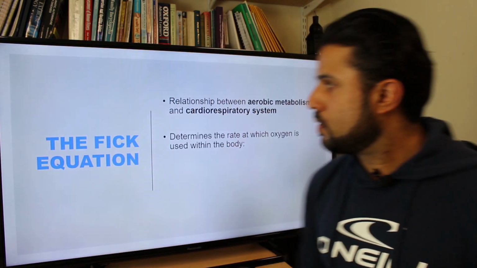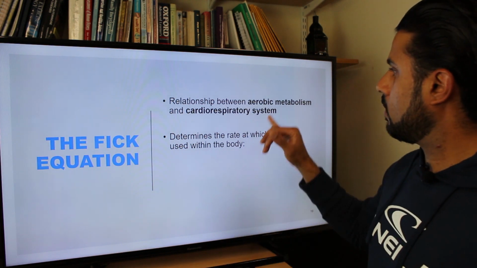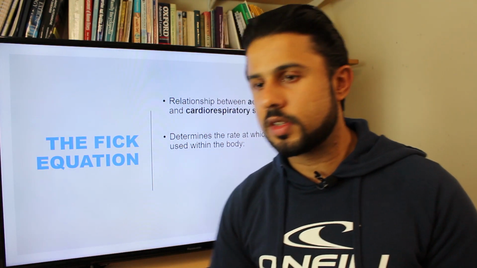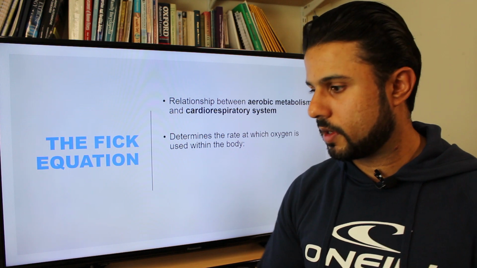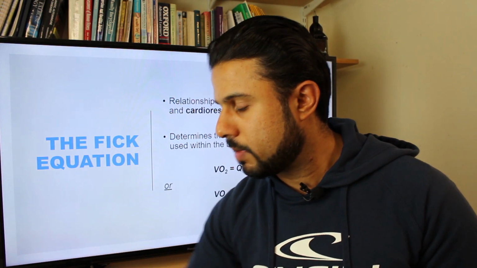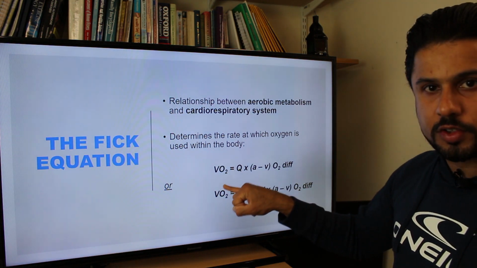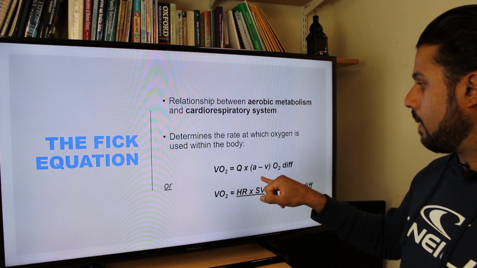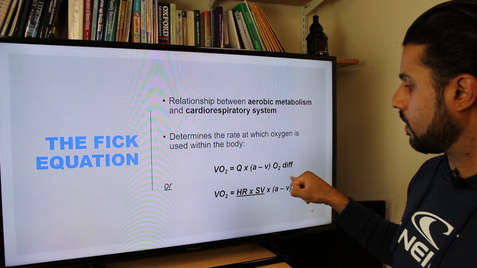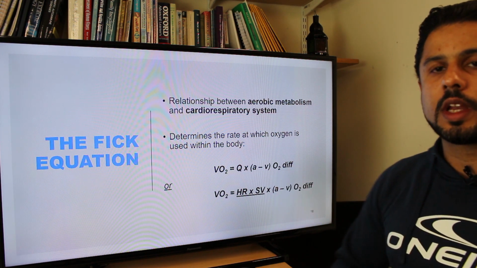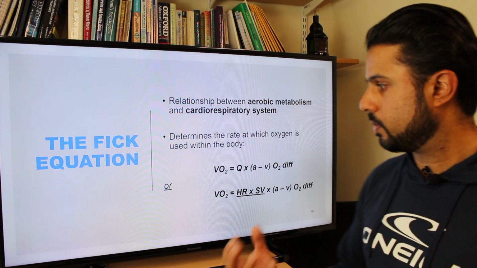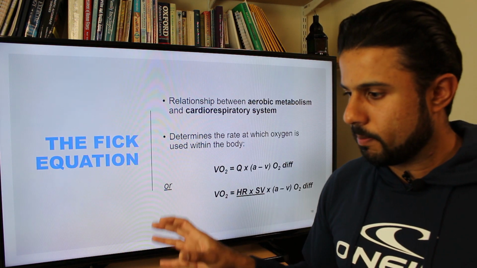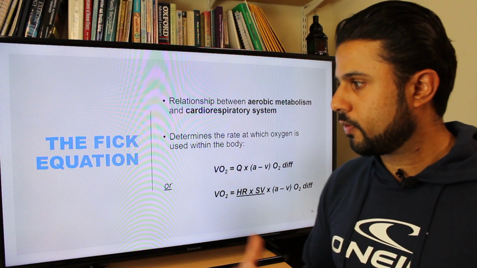So the Fick equation can be used to look at the relationship between aerobic metabolism and the cardiorespiratory system. It looks at the rate of oxygen, just what we've talked about. It was developed by Adolf Fick in the 1870s, so it's an equation that's been around for a long time, and it can be calculated in two ways. Oxygen consumption, which is VO2, equals cardiac output, which is heart rate times stroke volume, and then you multiply that by the arteriovenous oxygen difference. Once you've done this calculation, it will give you a measure of oxygen consumption. And this is quite commonly an equation that you want to be familiar with if you're doing aerobic fitness testing in a laboratory.